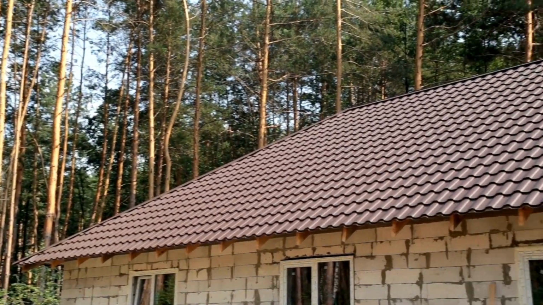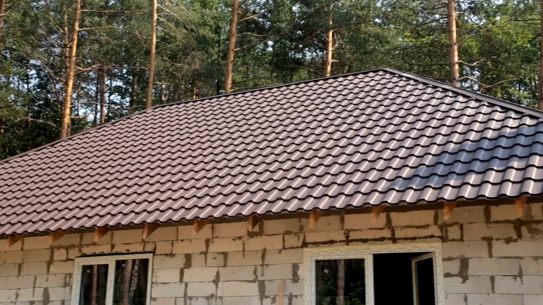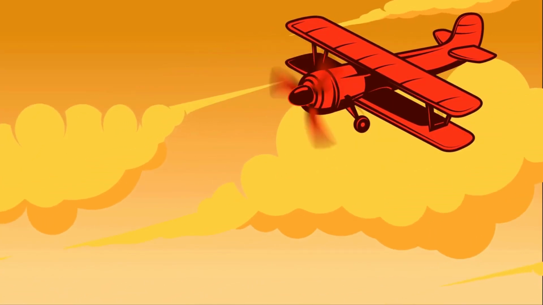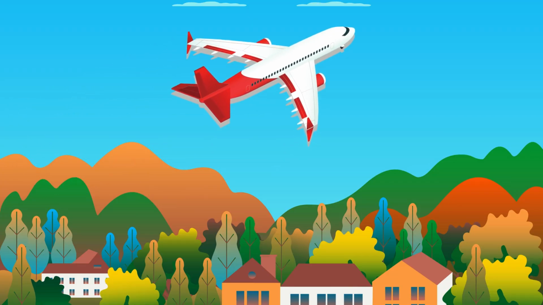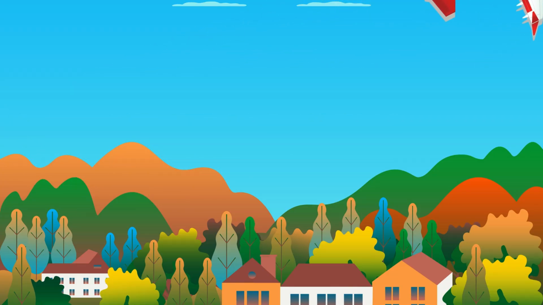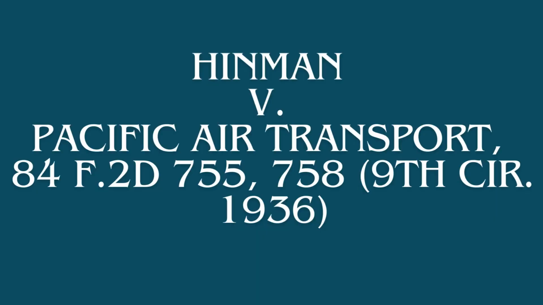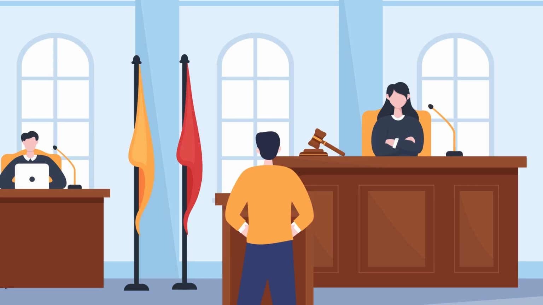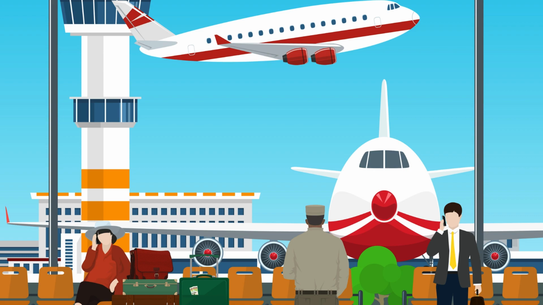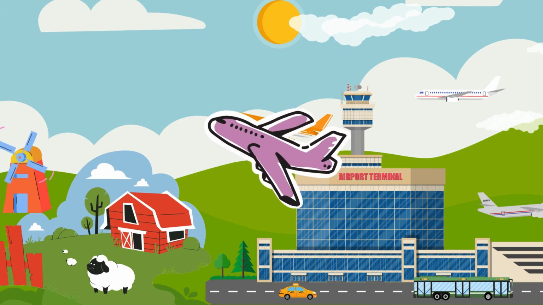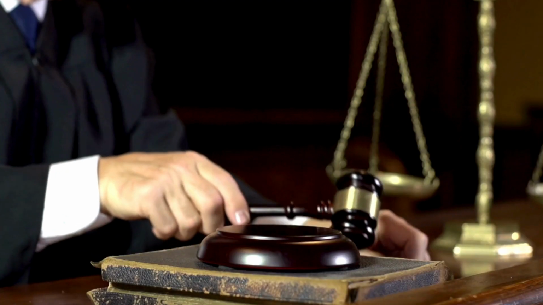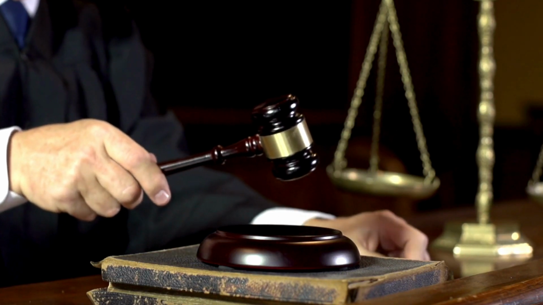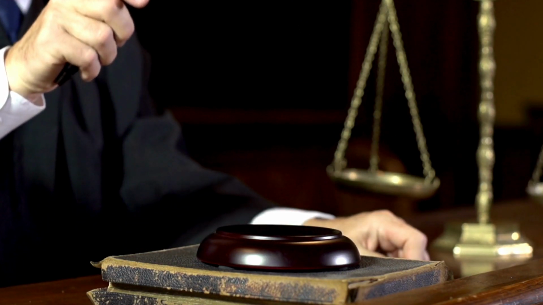Now this was an easy interpretation until the invention of aeroplanes, which could fly above people's houses and hence their airspace. In the famous case of Hinman versus Pacific Air Transport, Mr. Hinman sued Pacific Air Transport for trespassing on his airspace above his property as they were flying less than 150 feet over his land. Now the court in this case rejected the application of the principle of ad coelum.